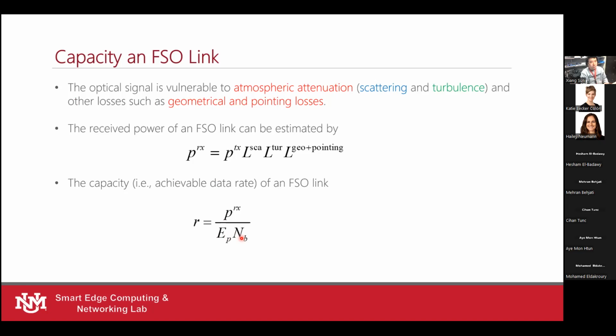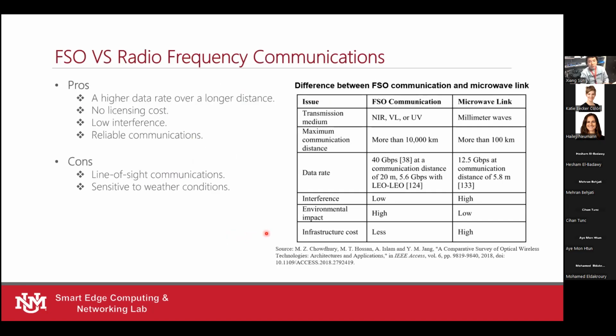All right. Now let's compare the performance between FSO and the traditional RF communications, such as the microwave and millimeter wave communications. This table provides the performance comparison between FSO and microwave links. Basically, we can conclude that FSO can achieve a higher data rate over a longer distance. That's one of the advantages of free space optics as compared to the traditional RF communications.